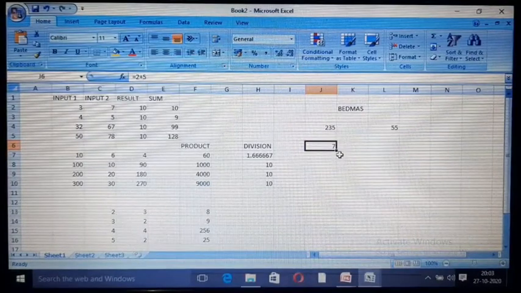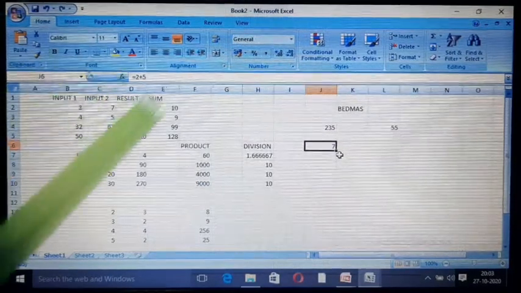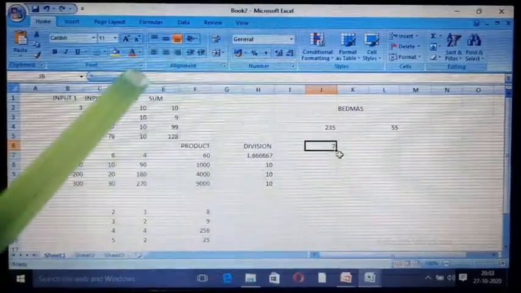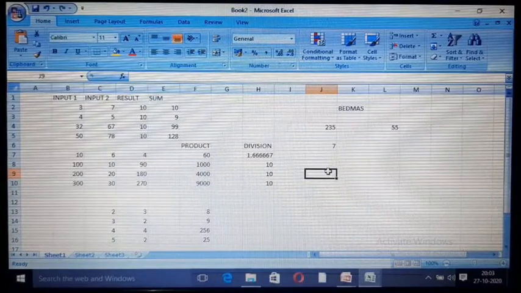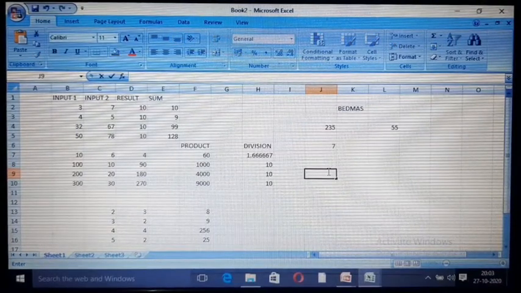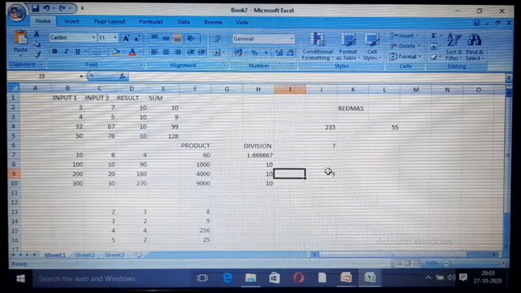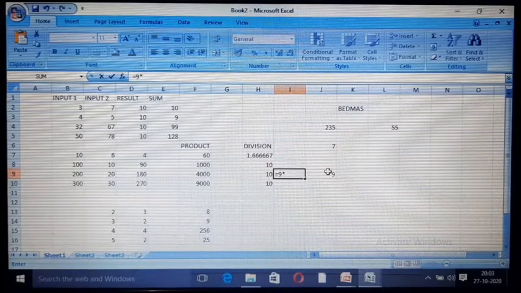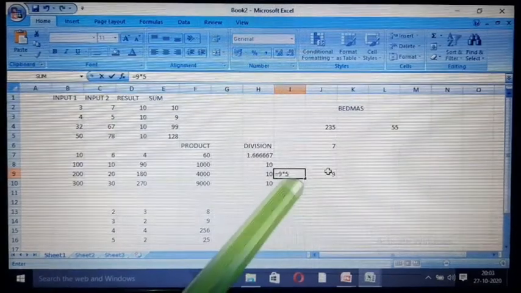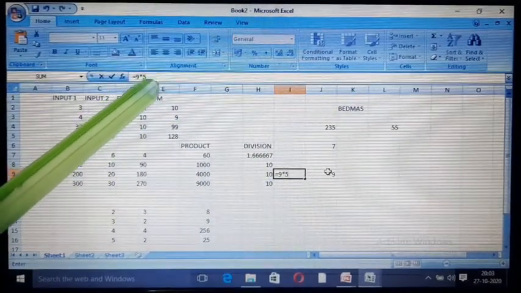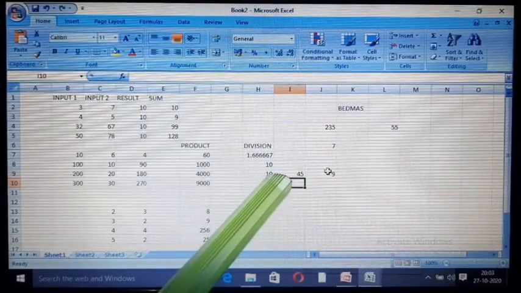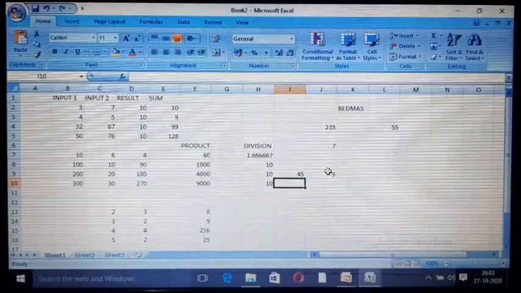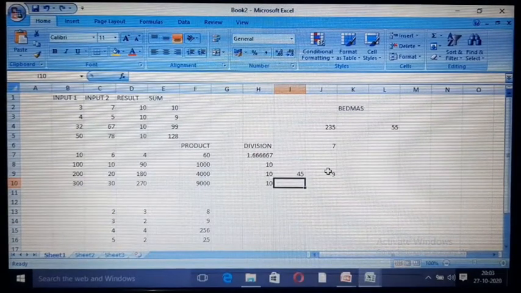Instead of clicking here again in the formula bar, it will display in the formula bar automatically. Here also, if you write equal to here, then you write 9 into 5 here, it will display on the formula bar automatically, no need for clicking here again. Okay, you press enter here. Understood?